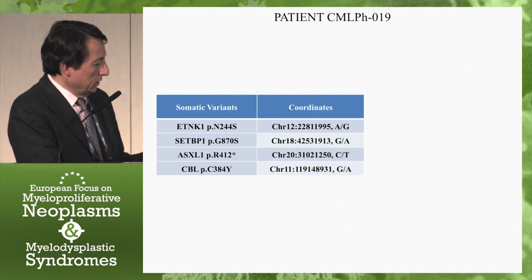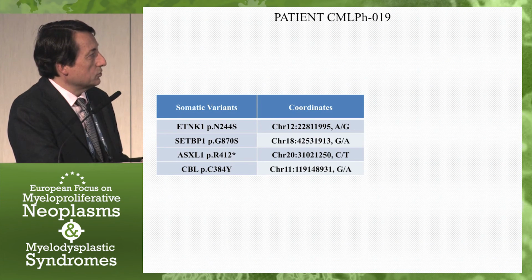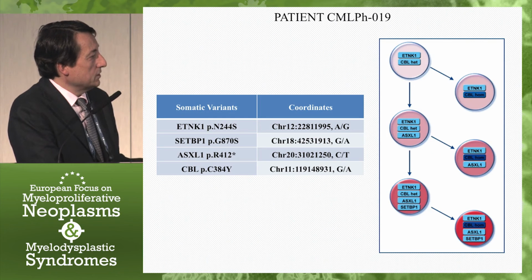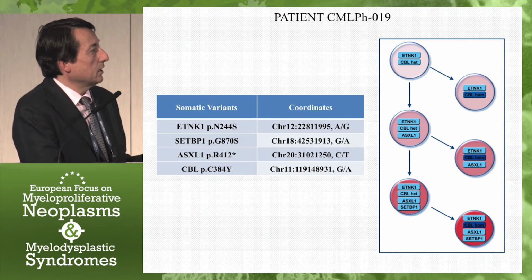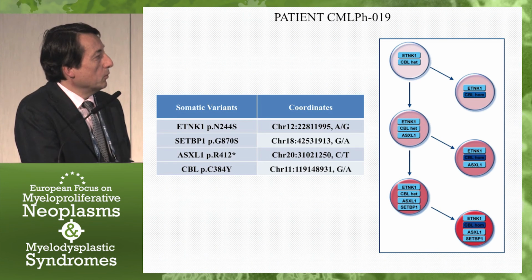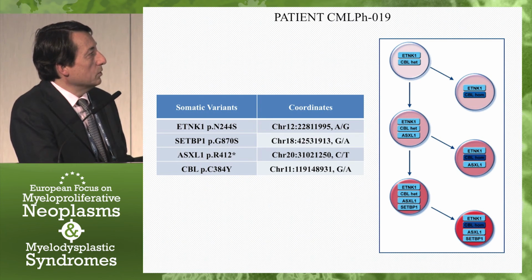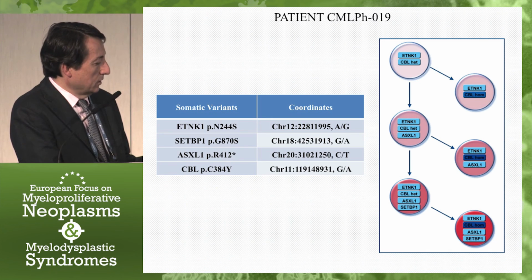We had SETBP1, ETNK1, ASXL1, and CBL. And by looking at the clonal architecture, we can definitely see that, at least in this patient, it's not general, but I would say it's prevalent. SETBP1 was definitely a late mutation. CBL was more intermediate, as ASXL1, while ETNK1 was an early lesion.